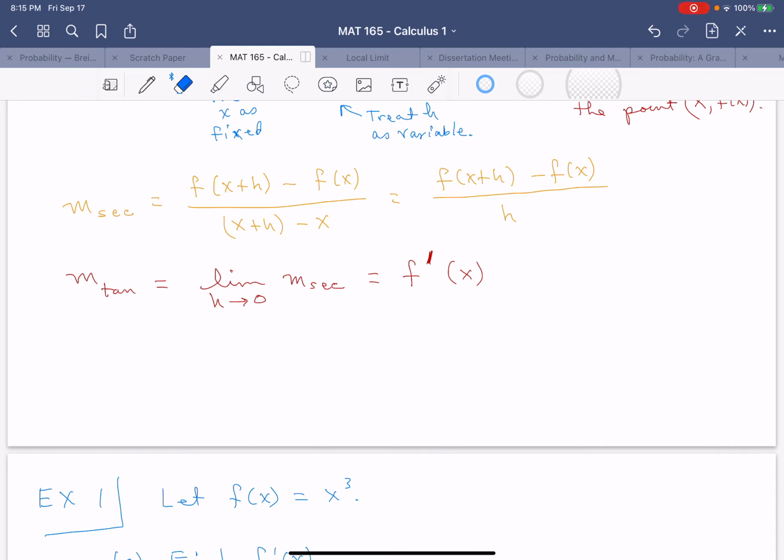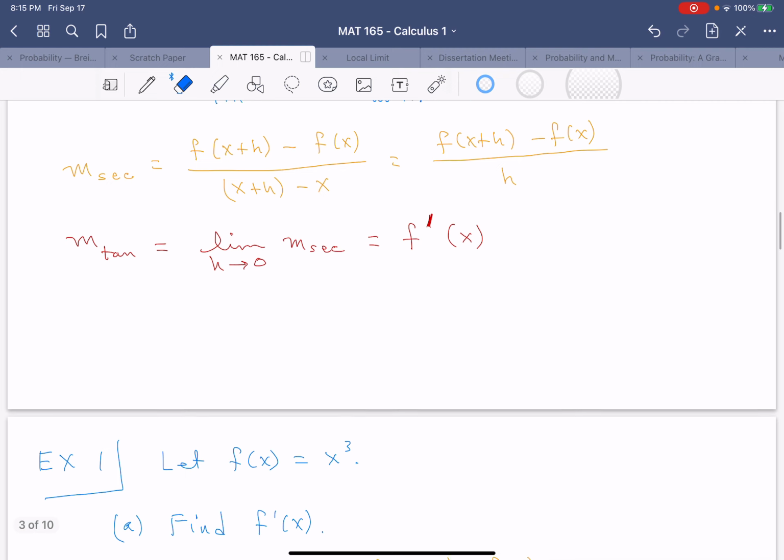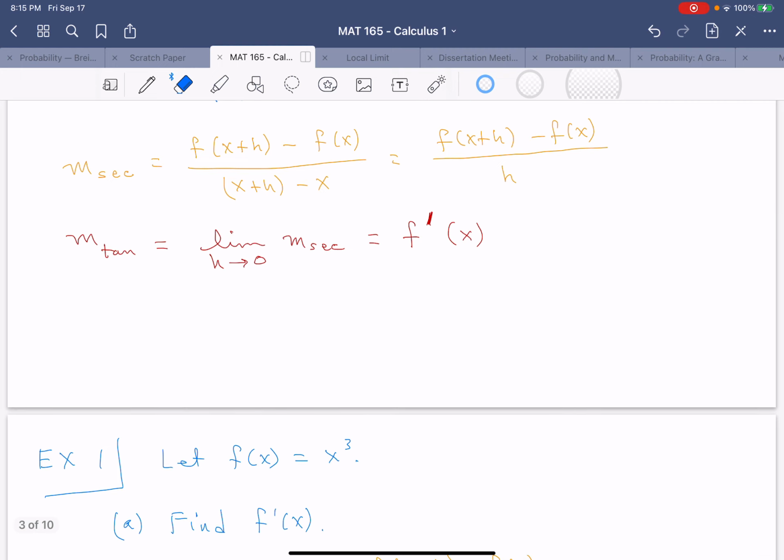Okay, let's look at our first example of using this derivative definition. So for the first example, we're going to work with f of x equal to x to the third, the cubic function. And so for part A, we're just going to find, what is the derivative of this function. And let me emphasize that we're taking the derivative with respect to x.